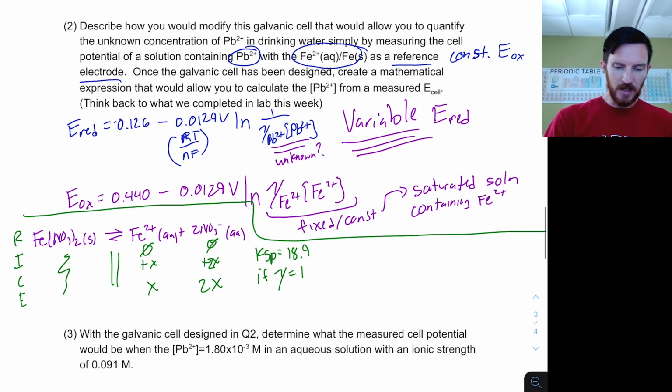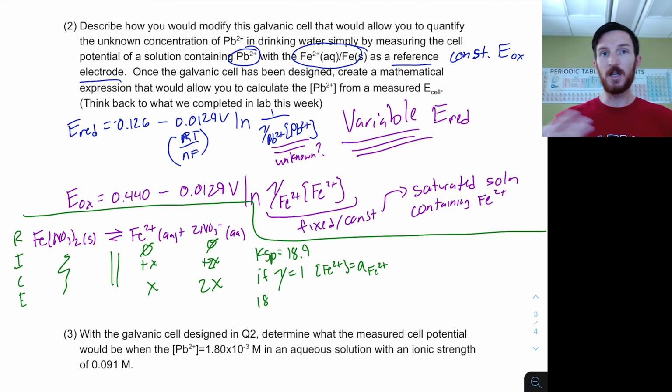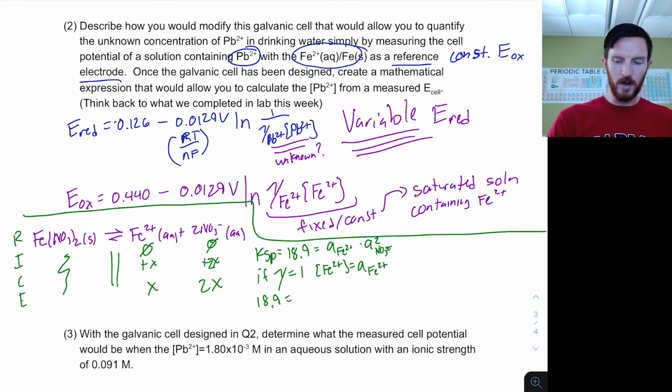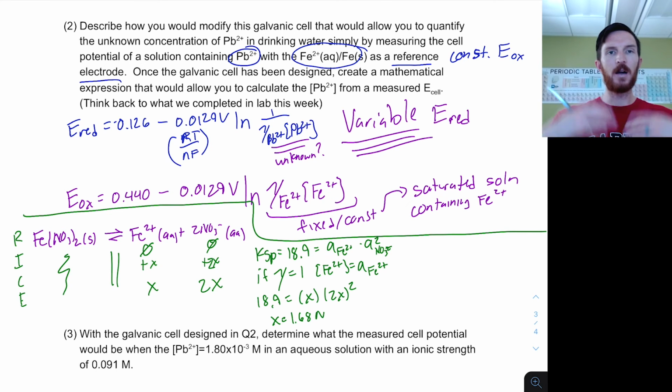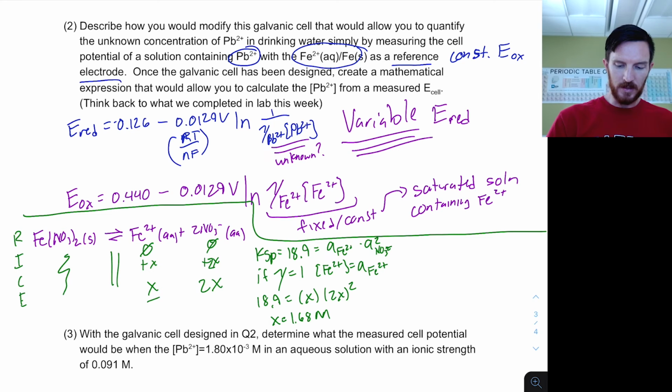So we're going to say if our activity coefficients are 1, that means our concentration, for example, of iron is equal to the activity of iron. And that's because we're saying our activity coefficient is 1. So we could take our KSP, which again is the activity of our iron times the activity of the nitrate ion squared. And so we could take that 18.9 as equal to X times 2X squared. We go ahead and solve for that concentration, and we would get 1.68 molarity for our iron ions, and our nitrate ions would be double that.